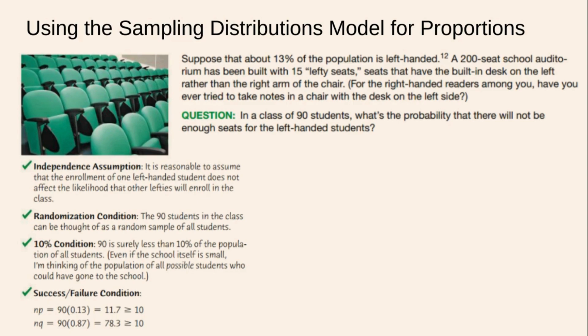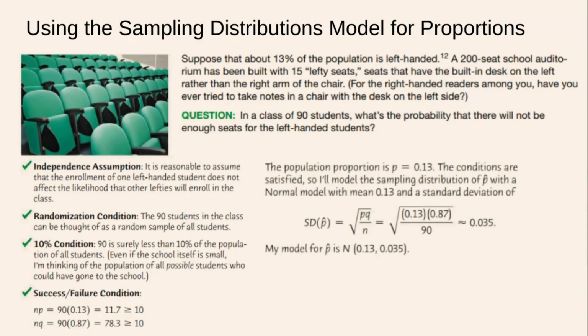10% condition, 90 is certainly less than 10% of the population of all students. Even if the school is small, we could think of all possible students that could have gone to the school. Success fail, we are expecting 11.7 successes and 78.3 failures, both of which are bigger than 10. So, the population proportion is 13%. That's what we're assuming the true proportion of lefties is going to be. The conditions are satisfied.